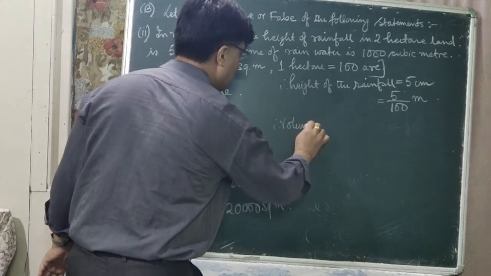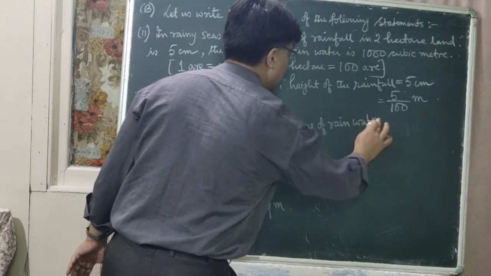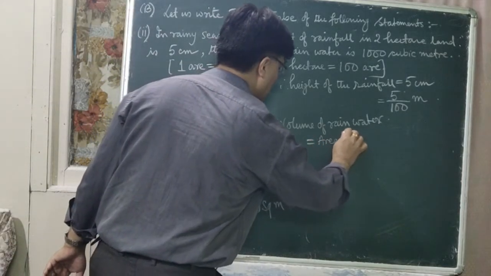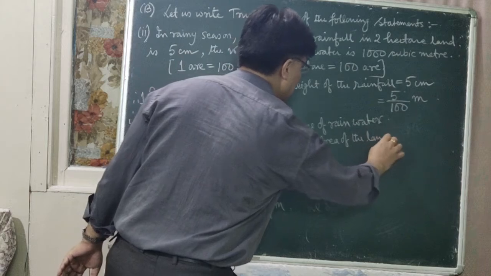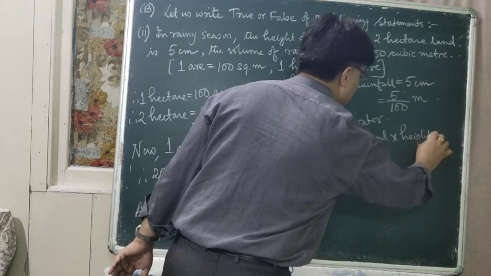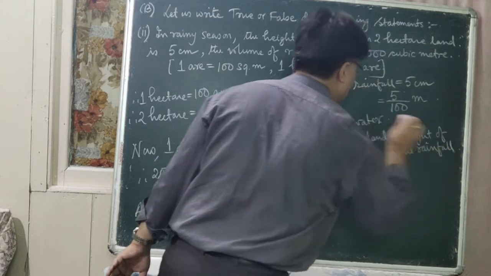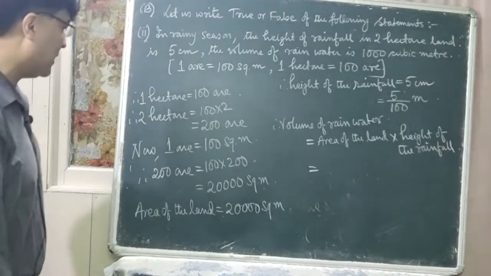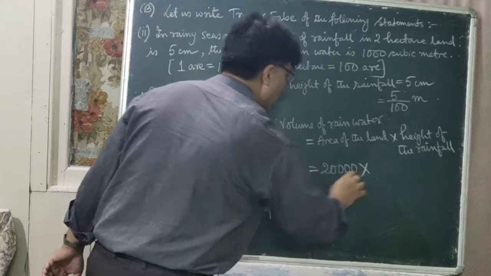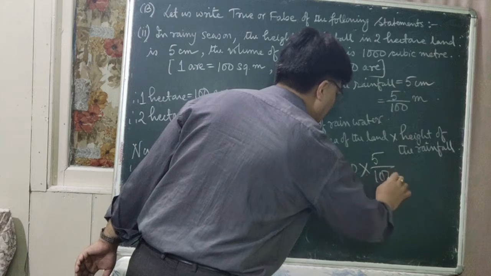Therefore, volume of rainwater is equal to area of the land into height of the rainfall, which is equal to, what is the area of the land in this case? It is 20,000 square meter into, what is the height of the rainfall? It is 5 by 100.